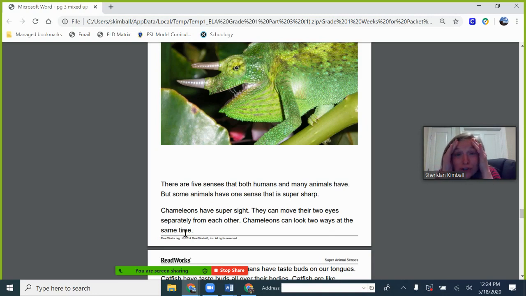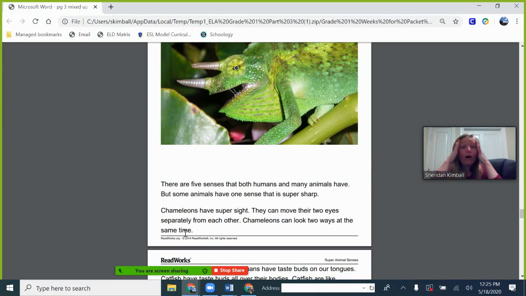Whoa! I just learned so much information, first grade. My eyes move 1 way at the same time. I cannot look 2 different ways. If I want to look over here, my eyes have to move over there together. A chameleon can look over here and over here at the same time.